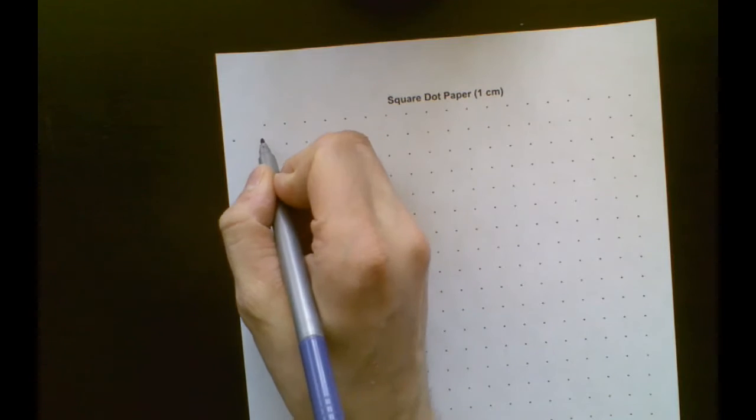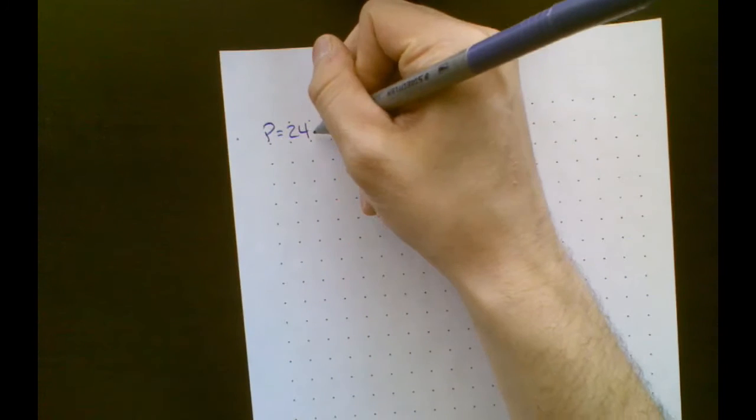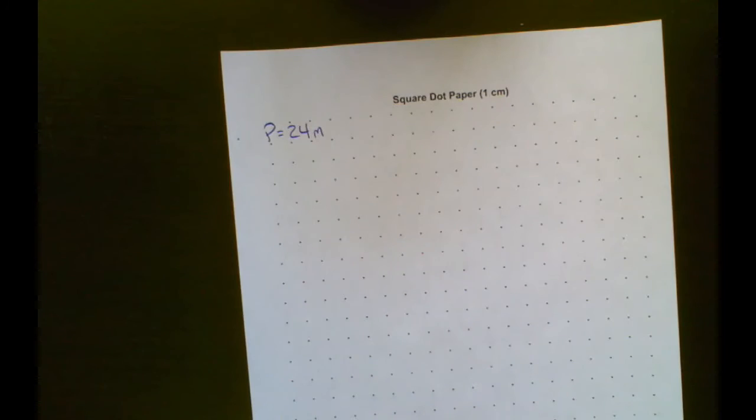So dimensions are going to be your side lengths. Alright, so what's the length? What is the width? So I'm going to quickly write down what's the information that I need. I need a perimeter of 24, I believe it said meters. Doesn't make sense to have a 24 centimeter perimeter. Okay, so we've got a perimeter of 24 meters.